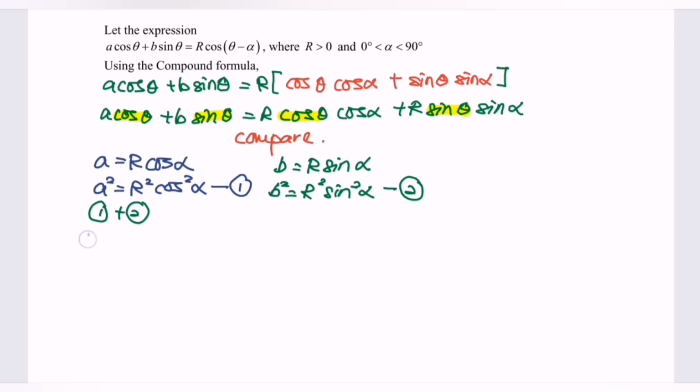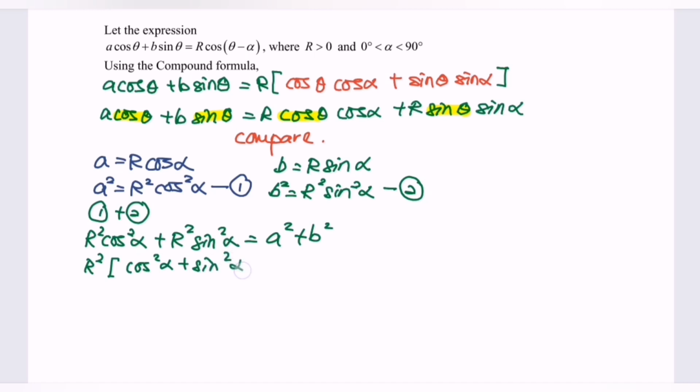So we will have R squared cos squared alpha plus R squared sin squared alpha is equal to A squared plus B squared. Continue. We have R squared bracket cos squared alpha plus sin squared alpha is equal to A squared plus B squared. So kindly refer to this part: cos squared alpha plus sin squared alpha, which is the basic identity, and it is equal to 1. So in here we can say R squared is equal to A squared plus B squared.